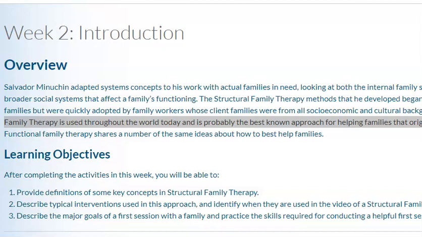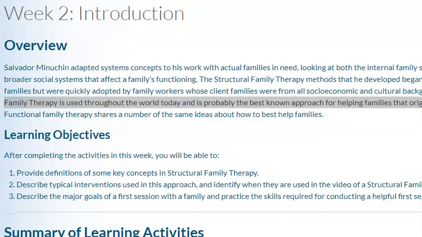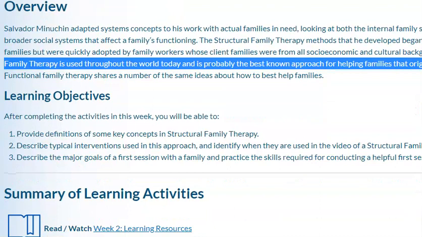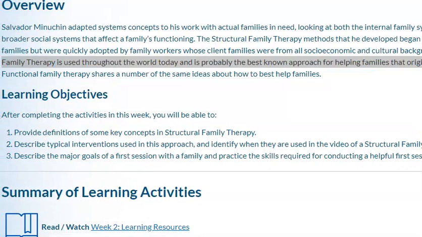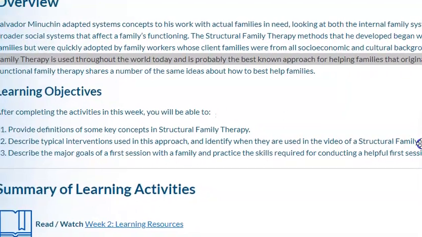The learning objectives are as follows. After completing the activities for this week, which includes the readings and the various assignments, you should be able to provide definitions of some key concepts in structural family therapy, to describe typical interventions used in this approach, and identify when they are used in the video of a structural family therapy session, and then to describe the major goals of a first session with a family and practice the skills required for conducting a helpful first session.